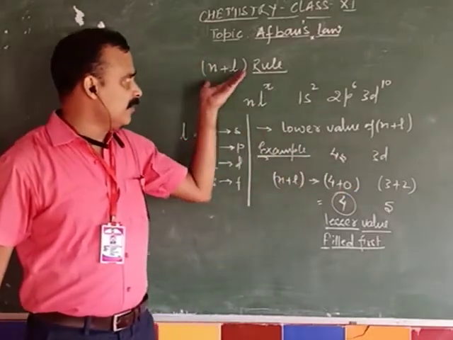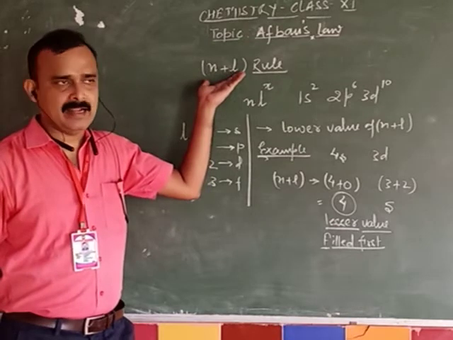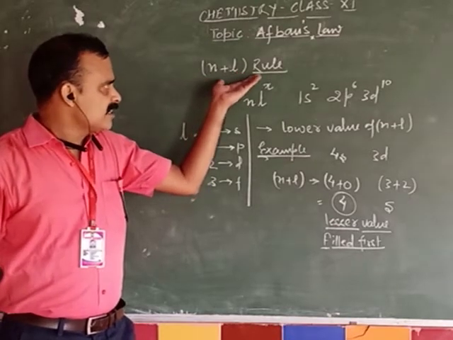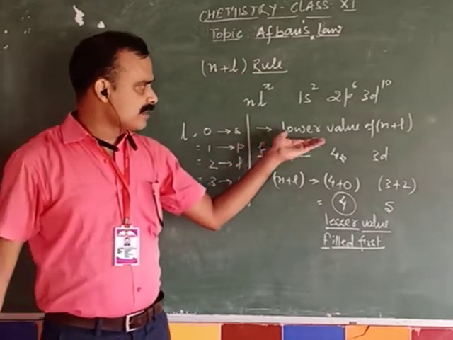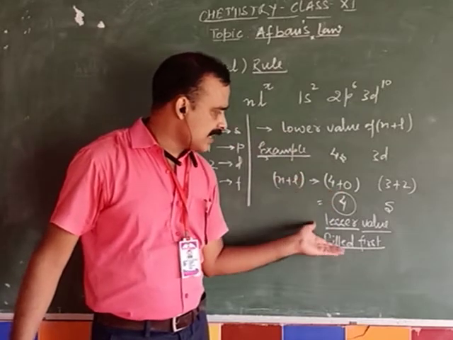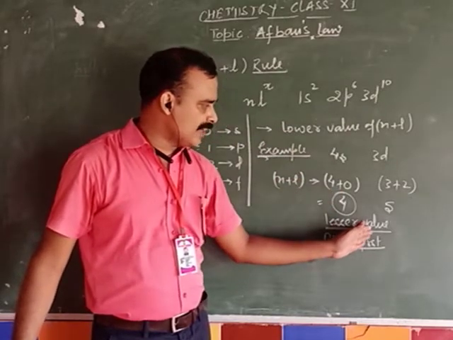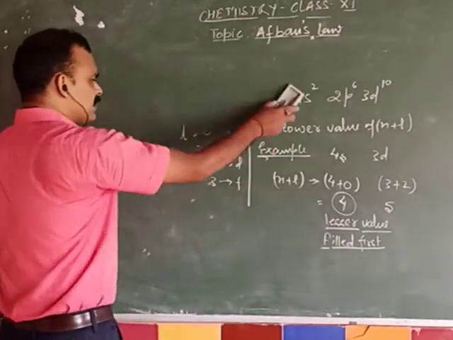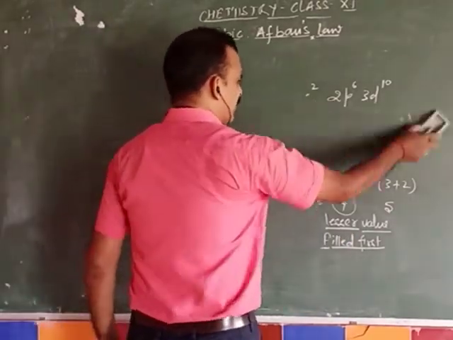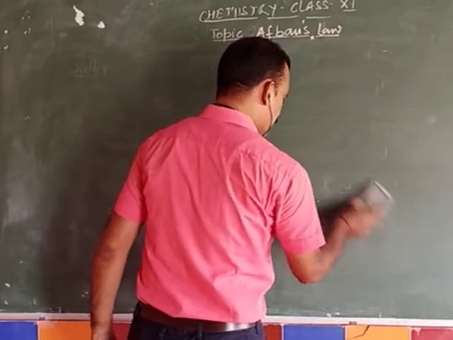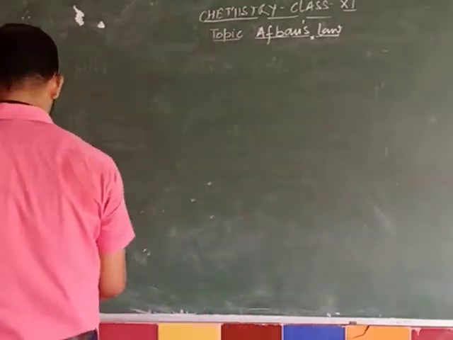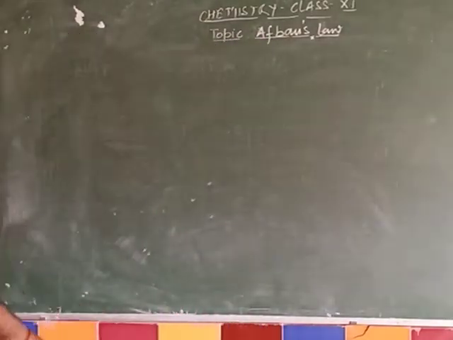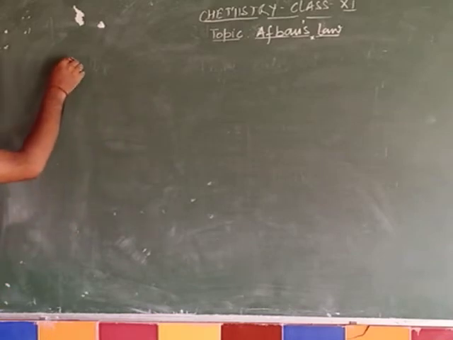So if anybody is questioning you why 4s is going to fill before 3d, you can answer with the help of the quantum numbers n and l. With the help of the n plus l rule, those subshells are filled first which have a lesser or lower value of n plus l. Keeping this rule in mind, we are going to learn how the electronic configuration of different elements is written. Here it is.